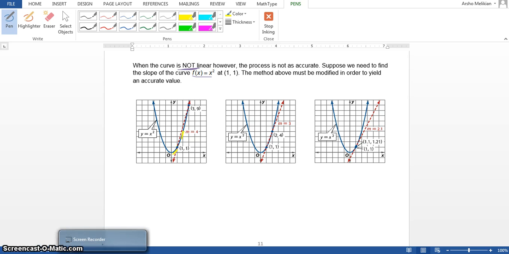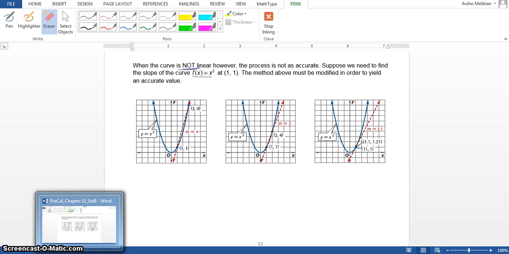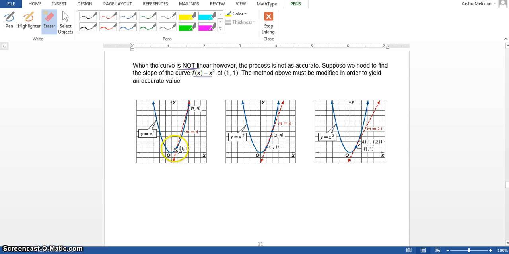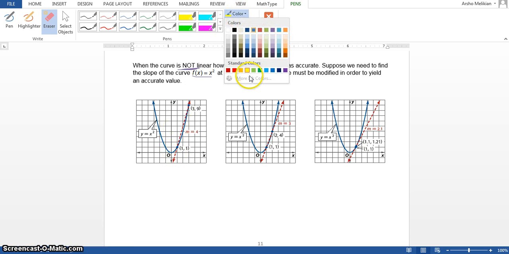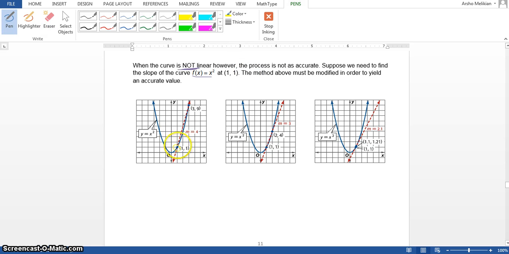Now I want to find the slope of the curve at this point right here. So let's see what we're going to do. What we did before has to be modified somewhat in order for us to get the most accurate answer. Okay? So in this case, I choose 2 points. One here and another one here. And I find the slope between this line. That formula, y2 minus y1, can only work if you have a straight line. So I try to find the slope between these 2 points, and I get that the slope is 4.